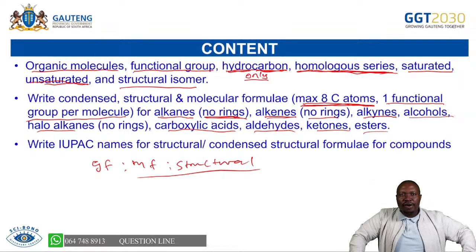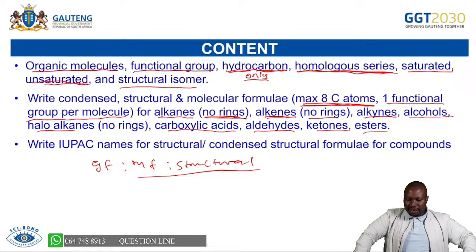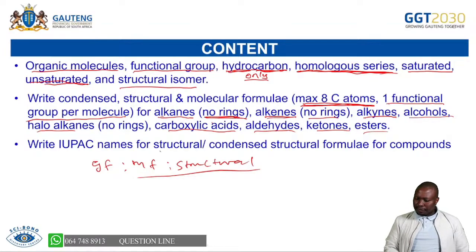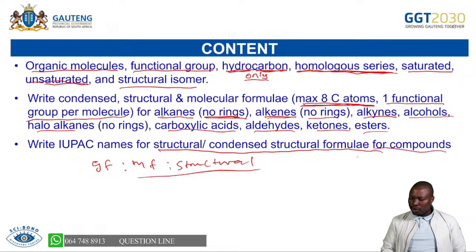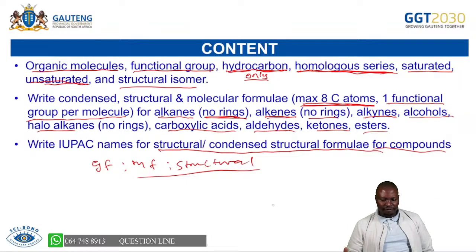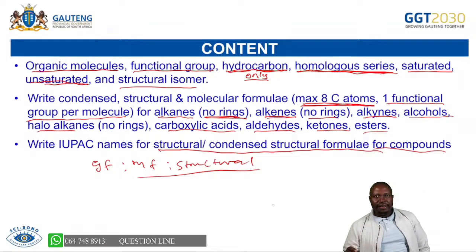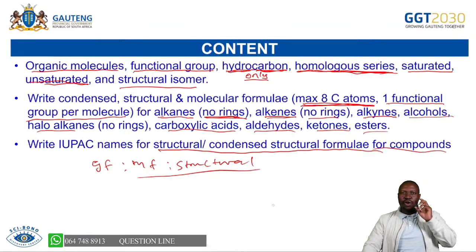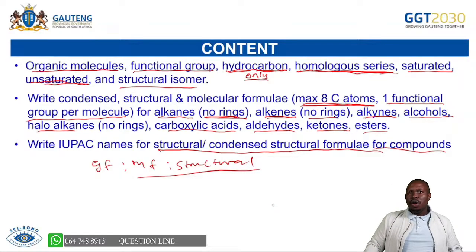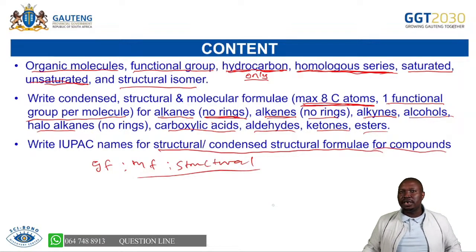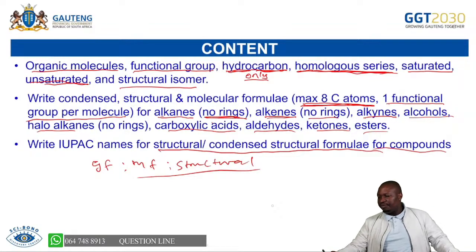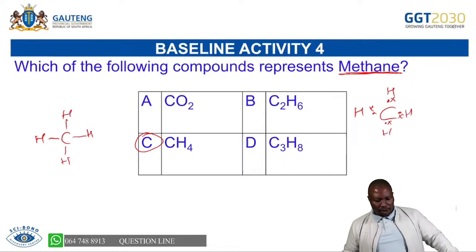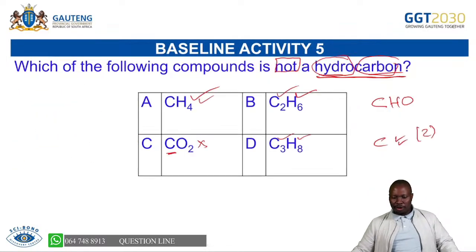After that, the last thing that we'll focus on for this lesson will be to write IUPAC names. We'll be writing IUPAC names for structural and condensed structural formulas of compounds. So you will be given structural formulas and condensed structural formulas, and then you will be asked to name them, to give them the name. It's important that you focus on those and you are able to see that this is what you are going to do. Once you understand everything on this page, it means that the objectives of the day have been met. We are hoping that by the end of this lesson, you will be celebrating and saying you now understand organic molecules.